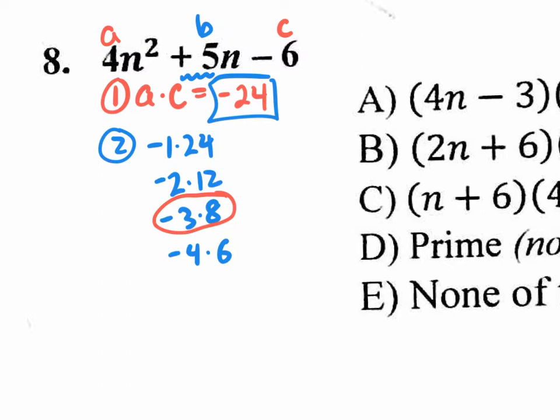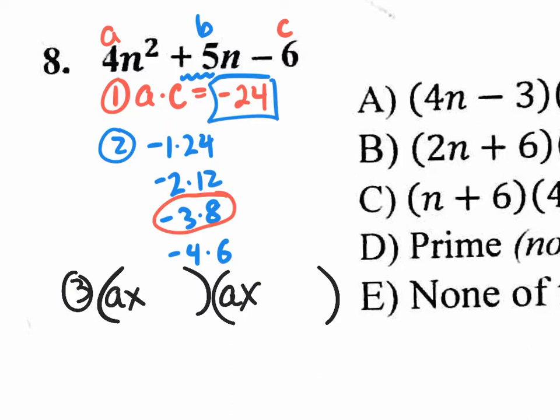Everything's right. Now, you could, at this point, rewrite your trinomial as a 4-term polynomial by changing the 5n to become negative 3n plus 8n. And then you could factor by grouping, which takes a long time and is kind of challenging. So the magical shortcut, if you remember that, step 3 is to simply plug it into your factored form format with an ax here and an ax there.